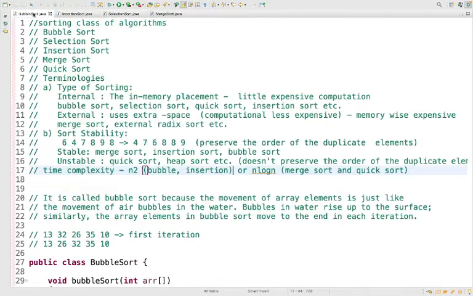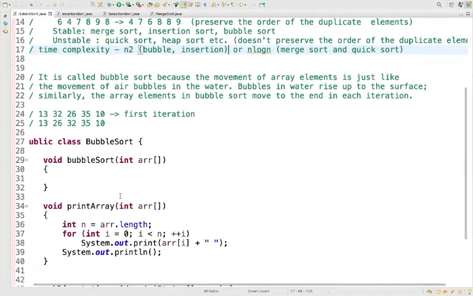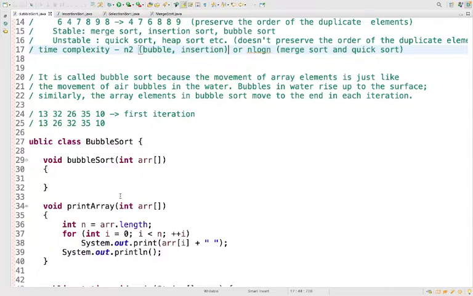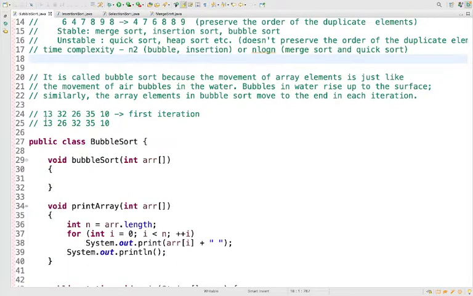So in bubble sort, it's the opposite version, you can say, of the selection sort. In the selection sort we try to find the minimum element and keep it in the front. Here this would differ. Here we try to find the largest element by comparing two adjacent elements, and then we keep it at the last. For example, we have an array of 13, 32, 26, 35 and 10. That is the original. Then we'll compare the two adjacent elements.